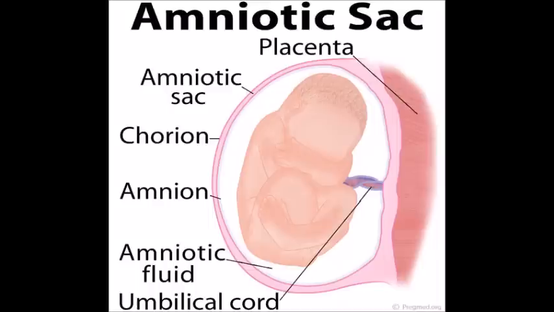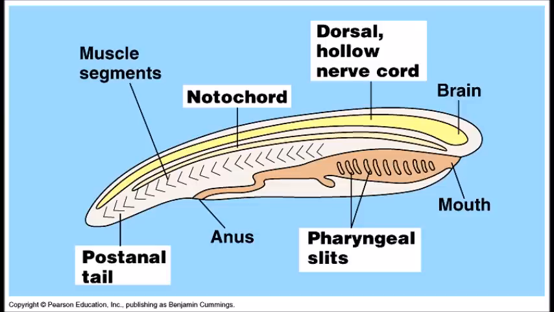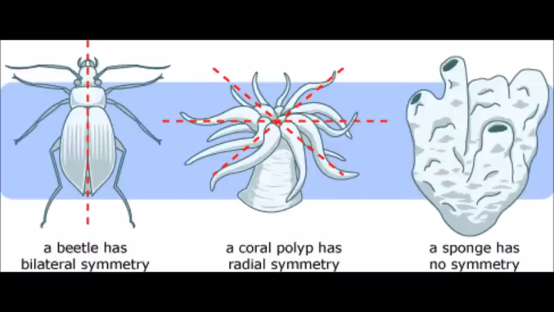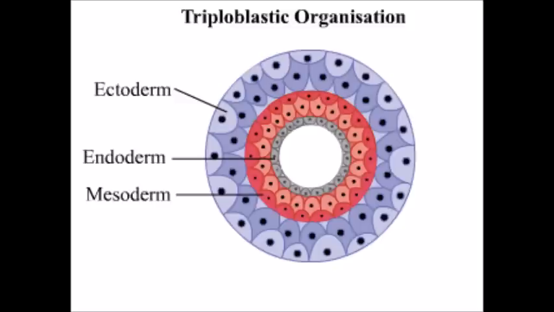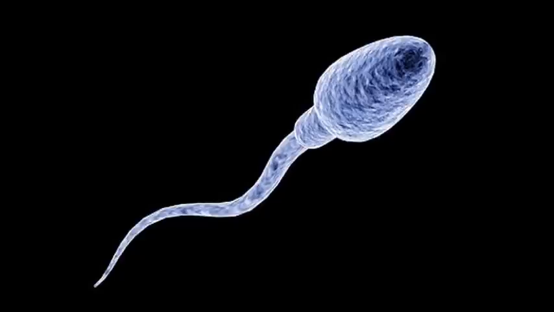Do you develop in an amniotic sac? Then you're an amniote. Do you have a backbone? Then you're a vertebrate. Did you have, at some point in your development, a post-anal tail, notochord, dorsal hollow nerve cord, and pharyngeal slits? Then you're a chordate. Do you have bilateral symmetry? Then you're a bilaterian. Do you have three germ layers? Then you're a triploblast. Do you have multiple cells and an internal digestive tract? Then you're an animal. Do your sex cells have flagella that push from behind, or are you descended from an organism that did? Then you're an opisthokont.